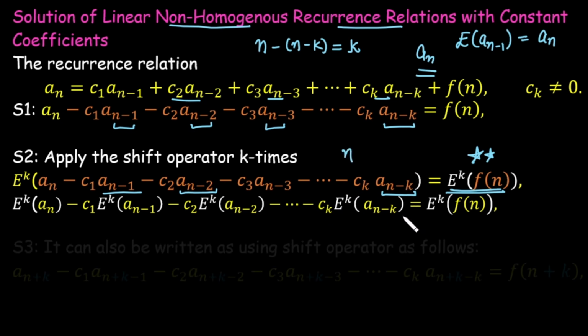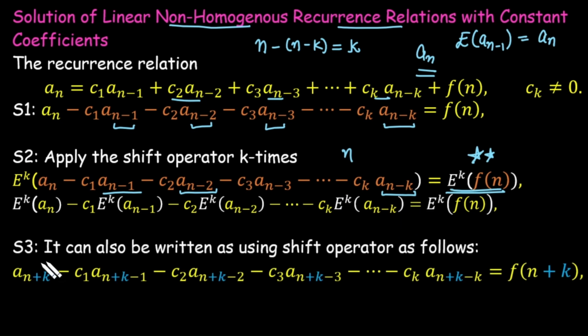Now, after applying the shift operator, it can be written in this form. What we have done in this step is we have replaced n with n plus k. So this n is shifted to n plus k. Here n is shifted as n plus k, this negative of 1 as it is. Here n plus k minus 2 as it is. And in the last, n plus k minus k. Also shift this n as n plus k.